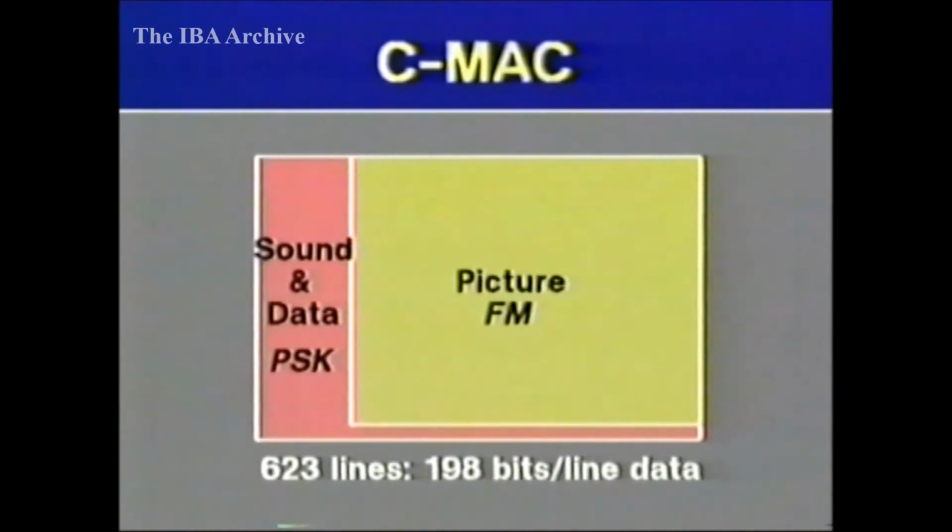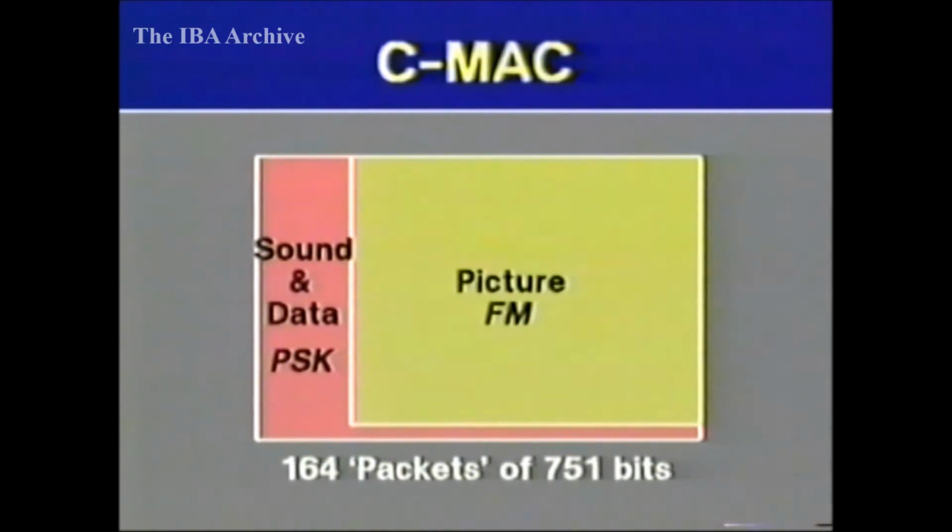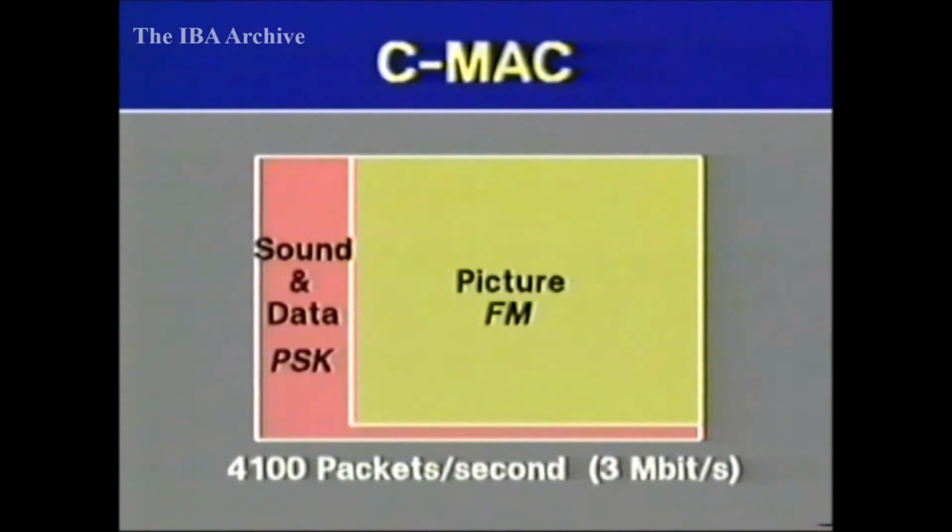Each picture frame contains more than 12,000 bits, and the total is divided up into 164 packets of 751 bits. The packet scheme allows great flexibility, since individual packets may be assigned to various services, either sound or data channels. The digital data stream carries a total of 4,100 packets per second. It's equivalent to a data capacity of around 3 megabits per second.